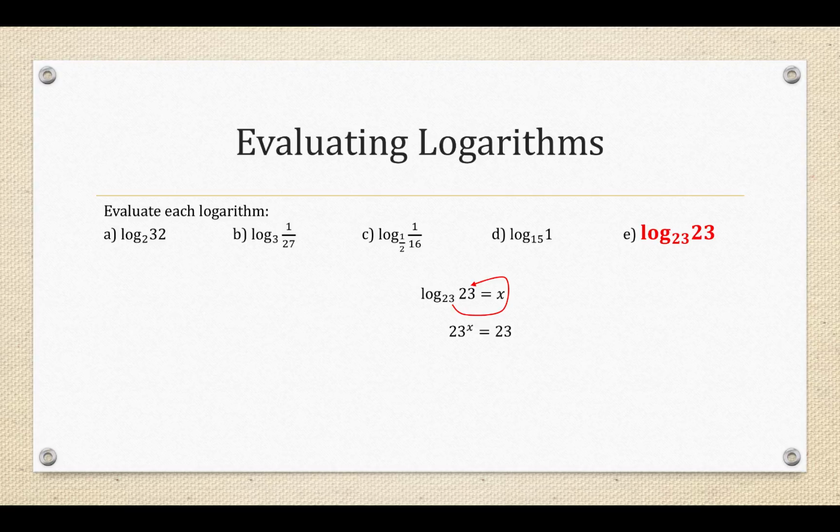So 23 to the power of x is equal to 23. So using our understanding and knowledge of index laws, we know that 23 to the power of 1 is equal to 23. So writing that statement out, we get log base 23 of 23 is equal to 1.